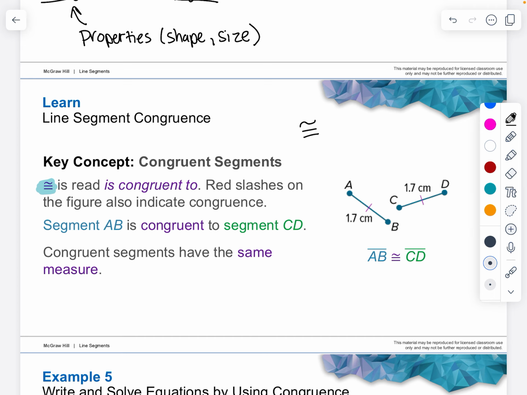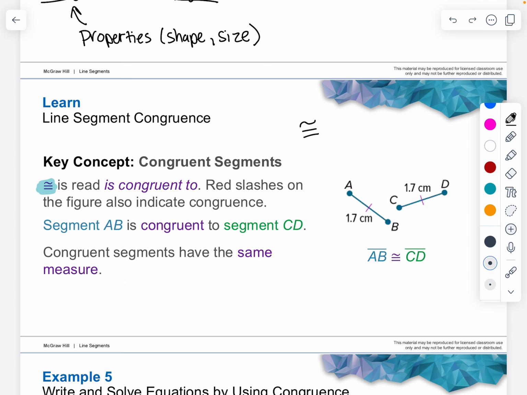So red slashes on the figure. If we're looking at these figures over here, we'd say, hey, AB and CD, those two line segments, they're both 1.7 centimeters. So they have the same size. They have the same length. So that means they're congruent. So we would write them out like this. Line segment AB is congruent to line segment CD, meaning they have the same properties. They are the same length. Okay? And we would read it out that way. We would say segment AB is congruent to segment CD. We would write it out exactly like that. Okay? They have the same measure. That's how we would talk about them.